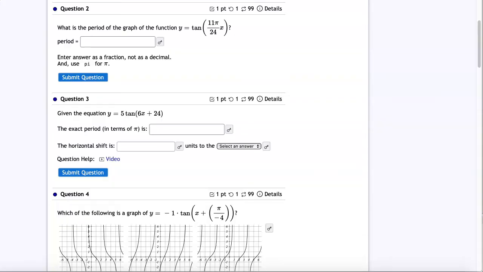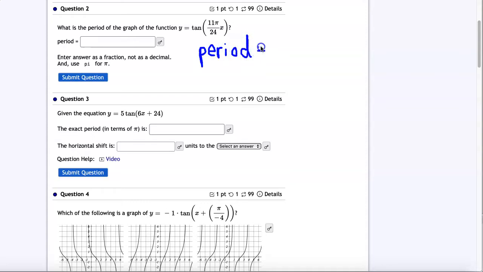Okay, so now I would like to go through some MyOpenMath problems with you. The first is, what is the period of the graph of the function y equals tangent of 11 pi over 24 x? So recall that the default period of tangent is pi. So when it comes to finding the period of tangent, it's going to be very similar to sine and cosine, except that you're going to be using pi instead of 2 pi.